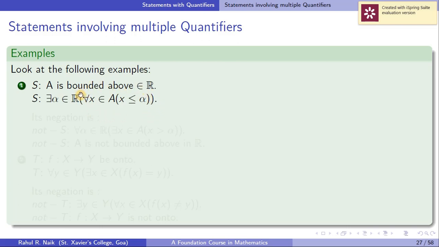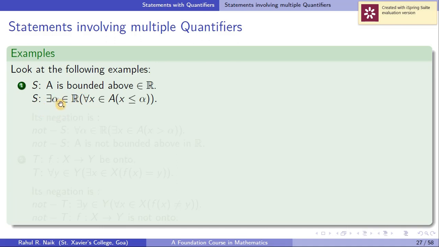Now you are saying that it is bounded above, so that means you are defining the term set being bounded above. So you have to say that there exists, what does it mean? There exists an upper bound, there exists an element in R which acts as an upper bound for the set A. So now it's very easy to negate.